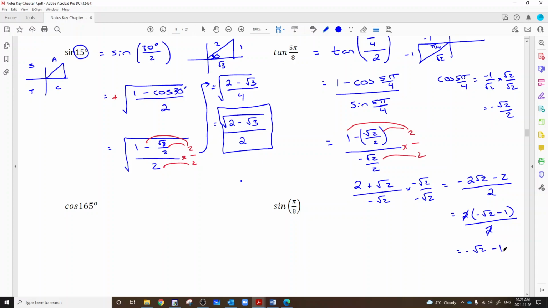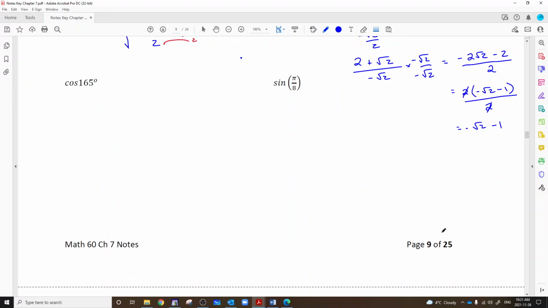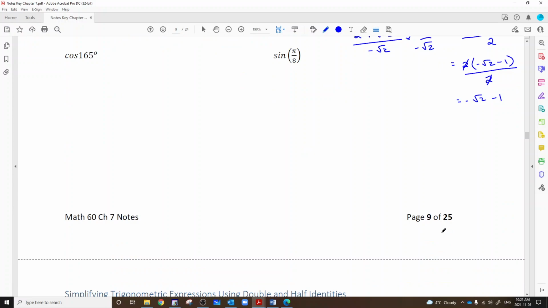Okay, so again, to check this, make sure your calculator's in radians, plug in the tan of 5 pi by 8, get an answer, and then also do that with negative root 2 minus 1, and you should get the same answer. All right, so I want you to pause the video and give these two a try. So hopefully you paused the video and you gave these ones a go.